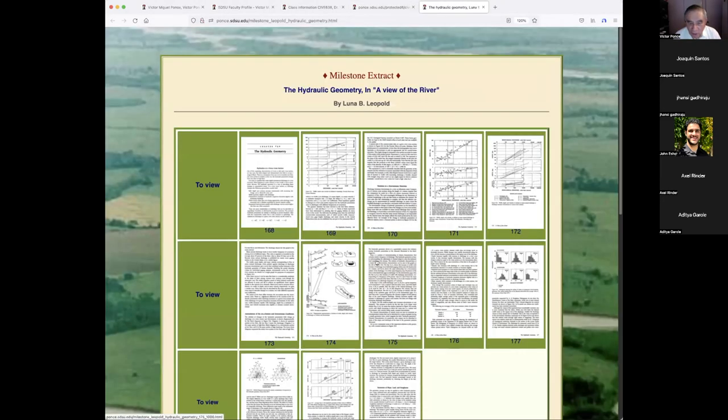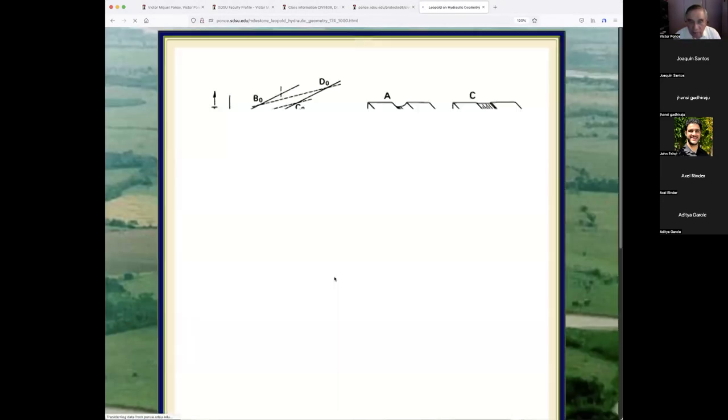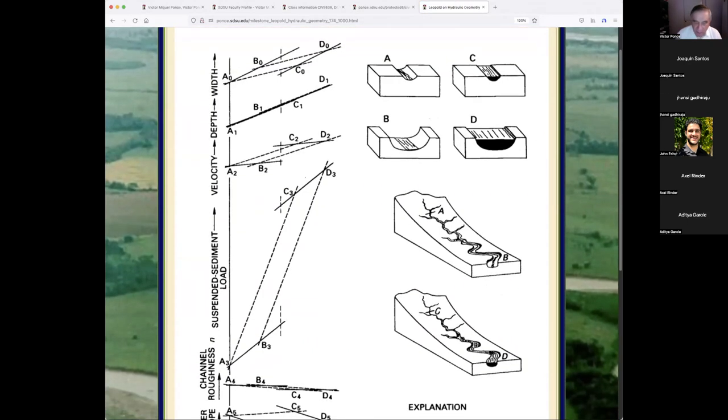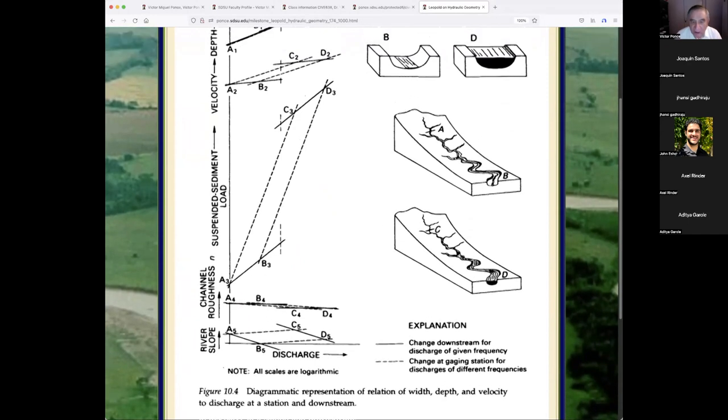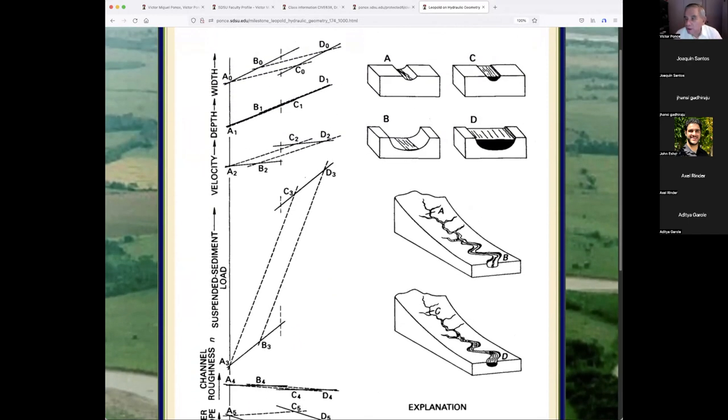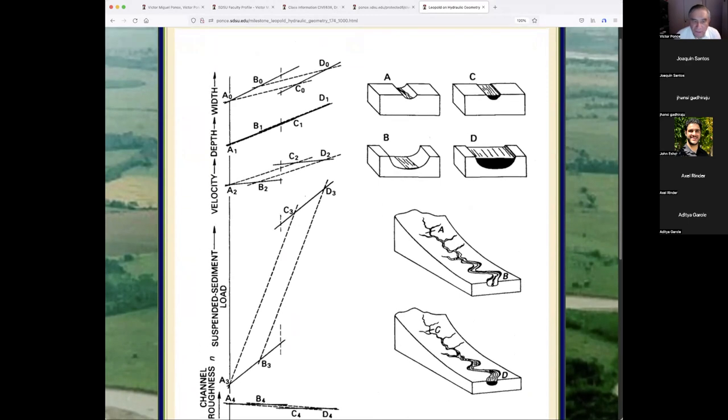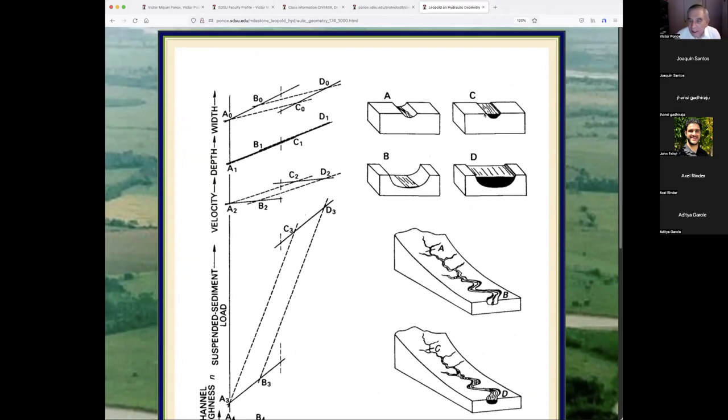Okay, so now we're gonna get to the important part here. This is the important part. Diagrammatic representation of relation of width, depth, and velocity to discharge at a station and downstream. This is the major or the main contribution of Leopold and Maddock, 1953. They compare at a station in here and downstream over here, from here to here, downstream, A to D, and A to B is at a station. Actually, A to C is at a station.